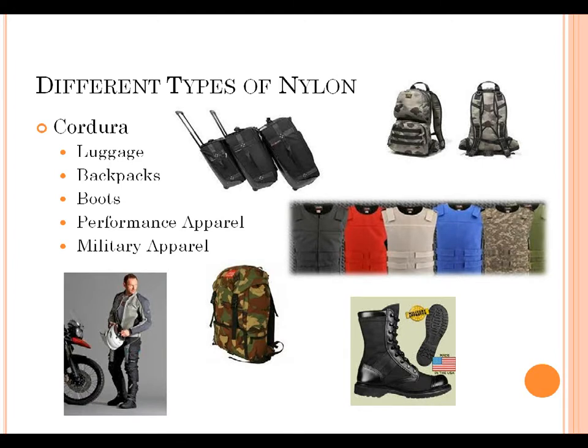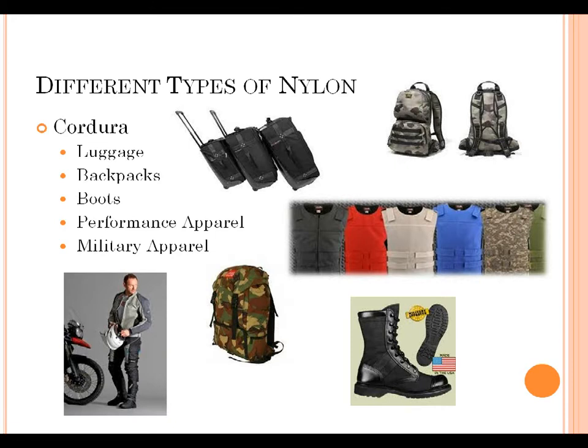So the next type of nylon is Cordura. And Cordura was also developed by DuPont and was originally known as rayon. So if you hear the word rayon, that's sort of the old name for it, but those terms, Cordura and rayon, are interchangeable. Cordura can either be 100% synthetic, or it can also be blended with natural fibers.